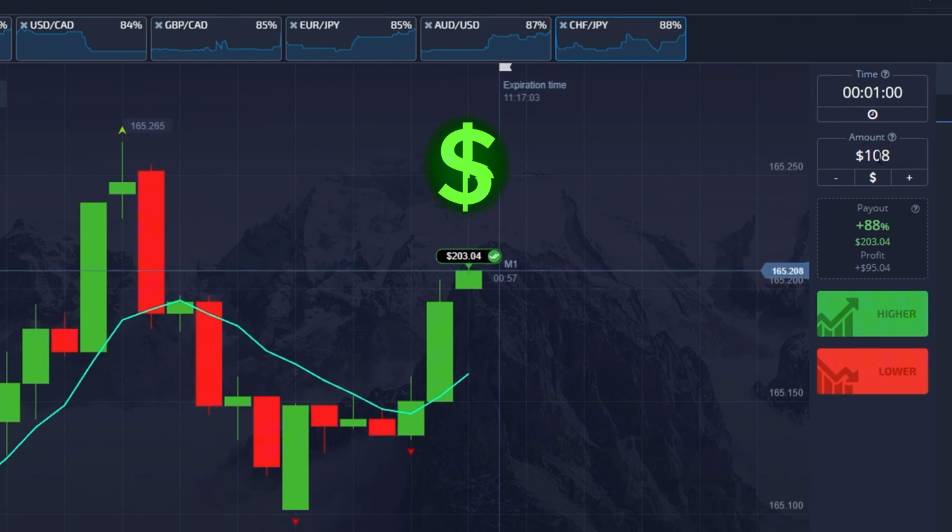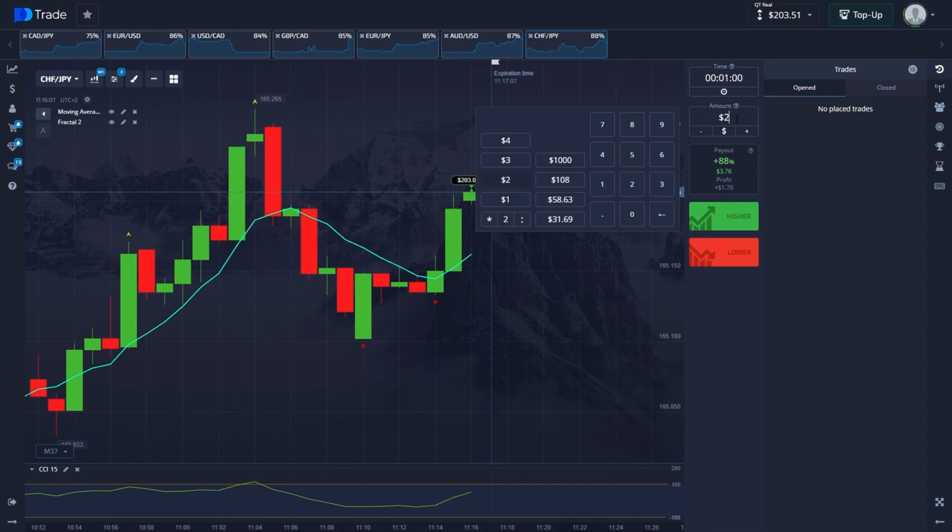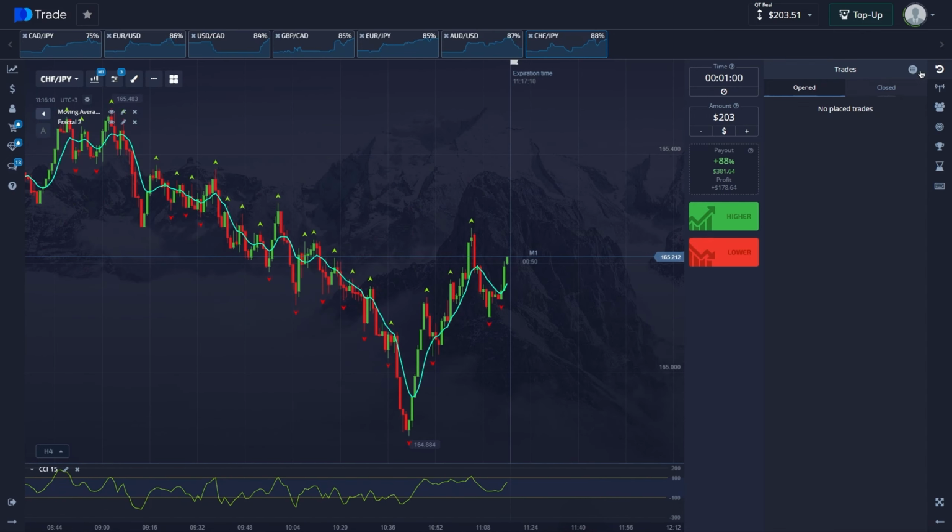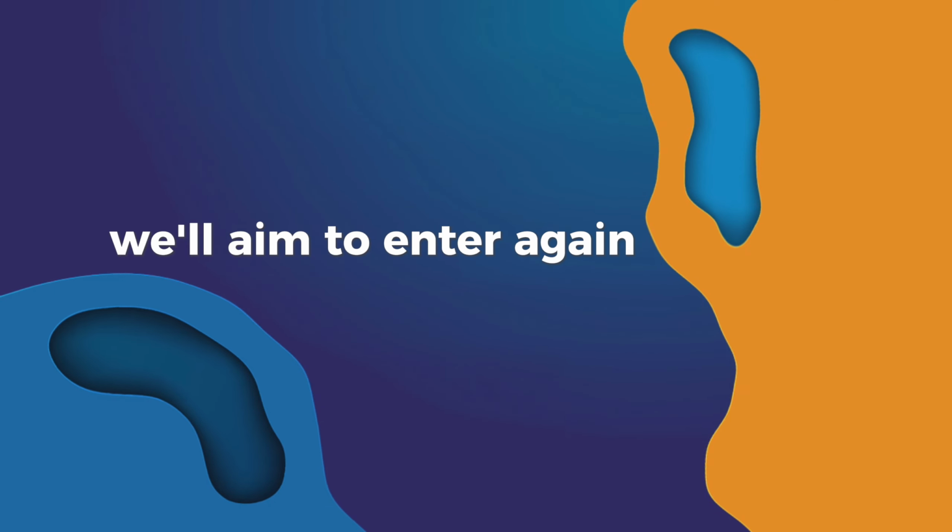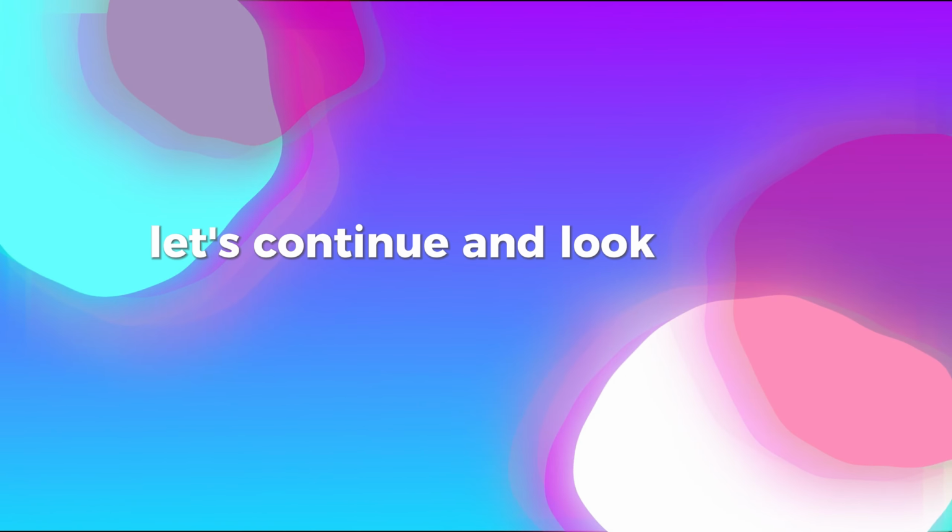And once again, the trade closes easily in profit. We just looked at a solid buy entry. Now let's try to lock in the result. We'll aim to enter again using the same principle. Let's continue and look for the next setup.